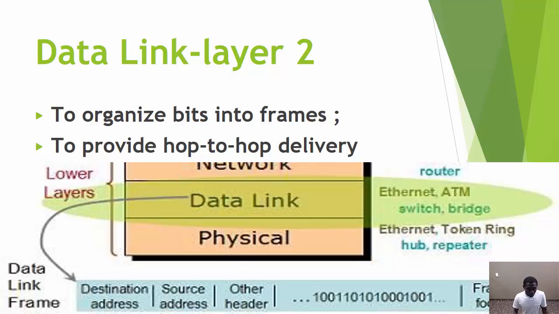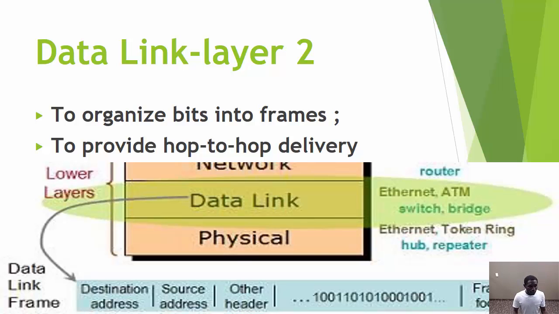The data link provides error-free transfer of data frames from one node to another through the physical layer. The data link protocol is Media Access Control, which is known as MAC. The data link network devices are the switch and the bridge. These two are the network devices that work on the data link layer.